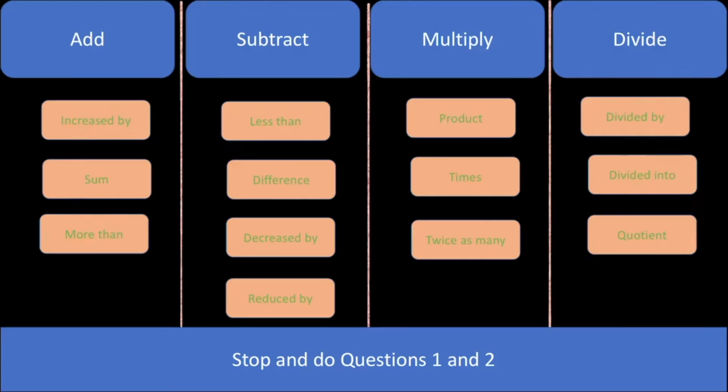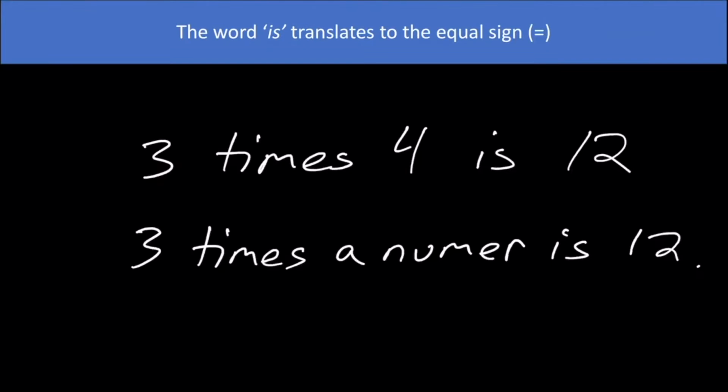All right, welcome back. Lesson 7, we're working on word problems. Here's a list of words that are going to help you with your word problems. You're going to do questions 1 and 2 and use these words as clues to know what you should be doing. The word "is" translates to equal. Okay, so the equal sign when it's in a word problem.